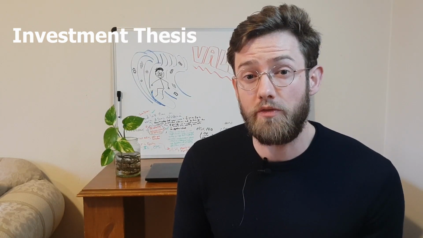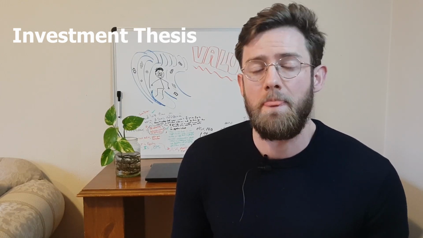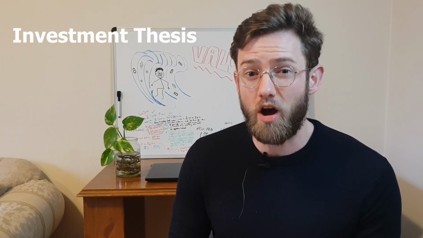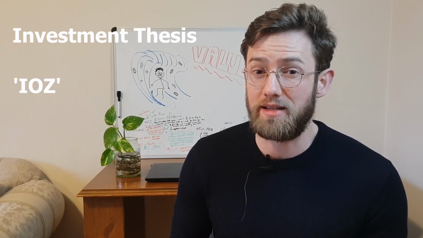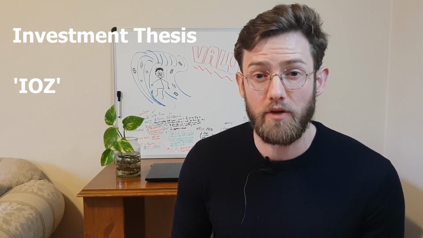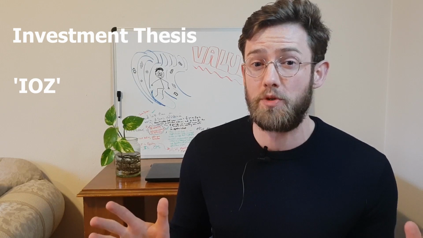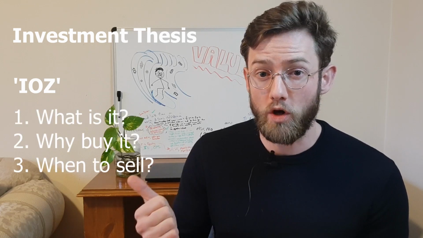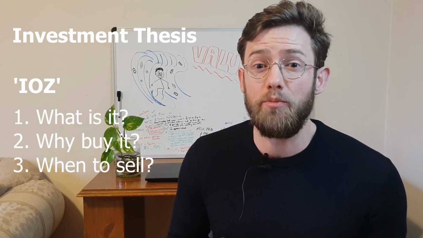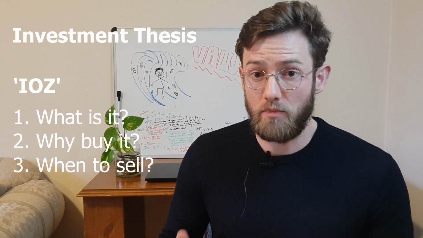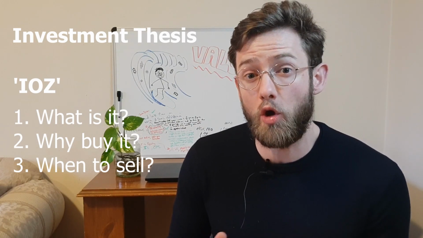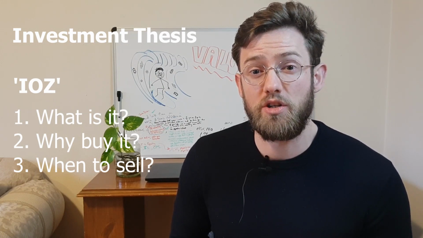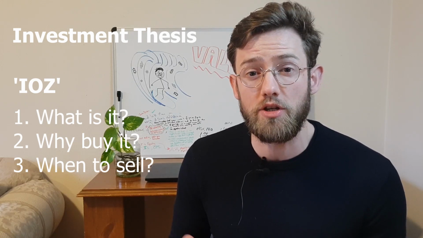Now, I'll give you an example of a personal investment thesis of mine. So one of my holdings, which is around 20% of my equities portfolio, is IOZ. IOZ is an ASX 200 ETF, which just means it's an ETF that owns the top 200 companies on the ASX. So if we use the template of what, why, and when, well, I can pretty easily say what it is. It's an ETF that has a really low management fee that owns the top 200 companies on the ASX, which gives good portfolio diversification.